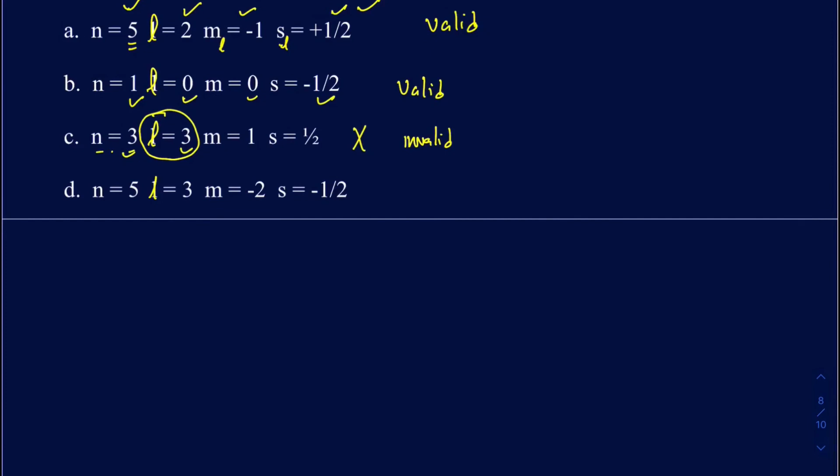The last one here: n is 5 and l is 3. That's fine, because as long as it's less than 5, that's all that matters. The possible values for m of l here are minus 3, minus 2, minus 1, 0, plus 1, plus 2, plus 3. That's fine as well, because minus 2 is in the range. And your spin quantum number is either positive half or negative half, which doesn't depend on the other values. So this one seems fine as well, a valid subshell.